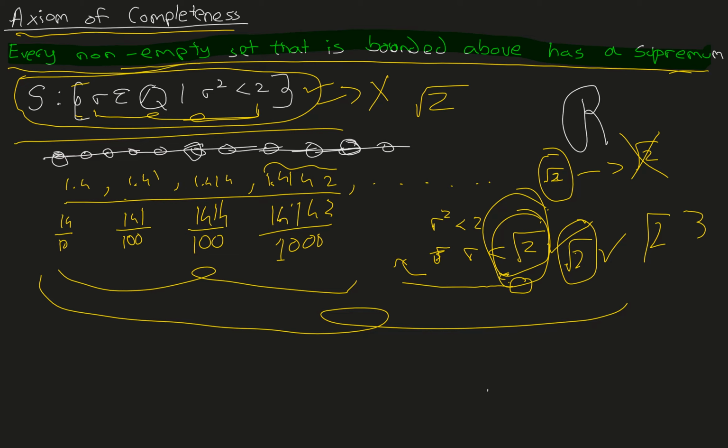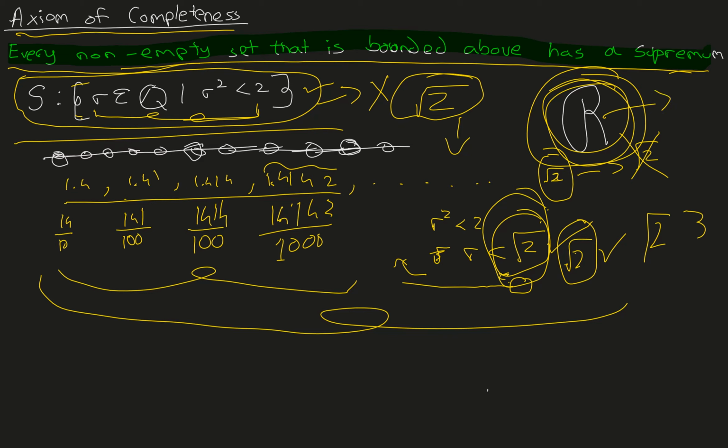So the axiom of completeness is basically completing the rational number line. It is giving us the real number line, because now, because of the axiom of completeness, we are guaranteed that root 2 is the supremum of the set, and root 2 is not a rational number. Therefore we're moving from the rational number system to the real number system. So the axiom of completeness lays the groundwork for the real number line.